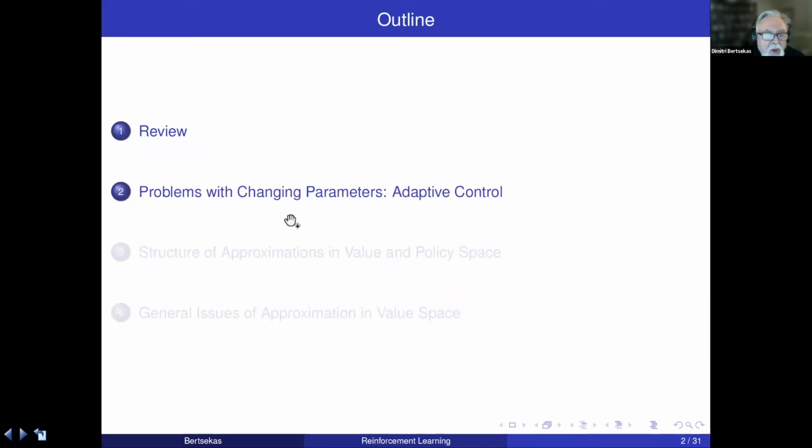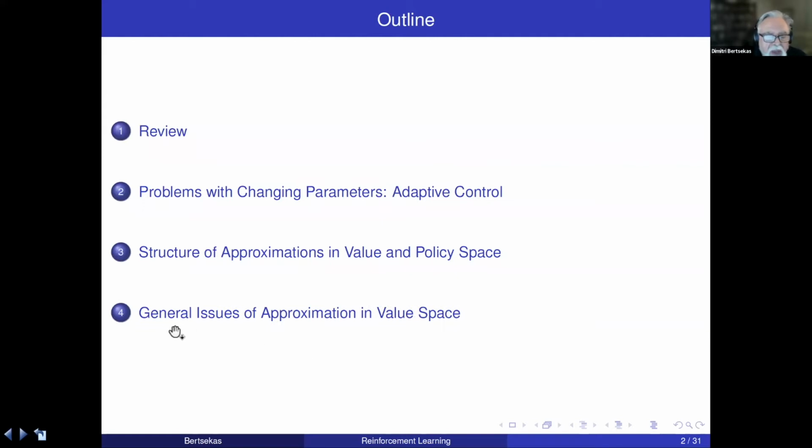Then we're going to talk about problems that involve parameters that change over time. This is the subject of adaptive control, and we're going to see how we can approach it. Then we are going to go back to approximation in value space in generality and talk about another type of method for approximation called approximation in policy space. And we are going to see how these two interact with each other and can be combined.